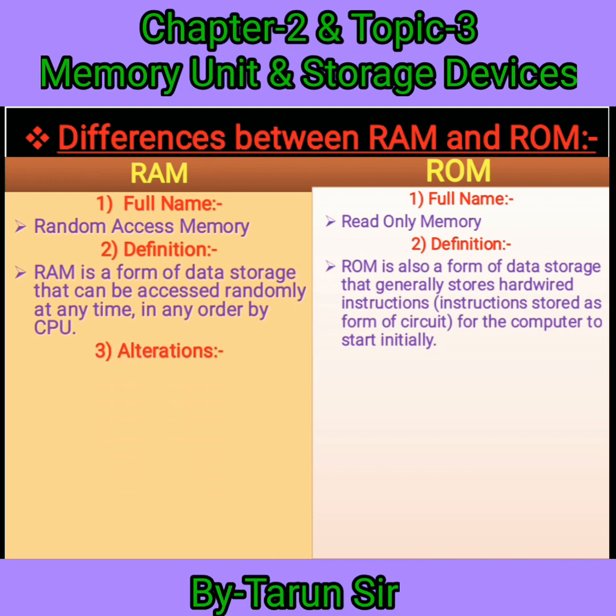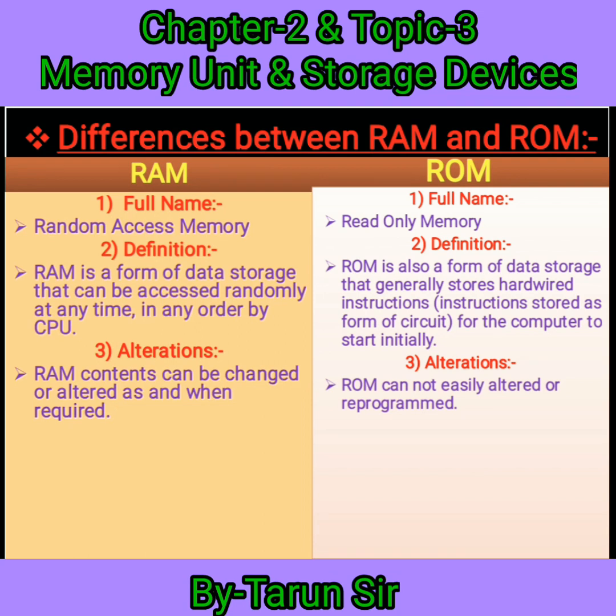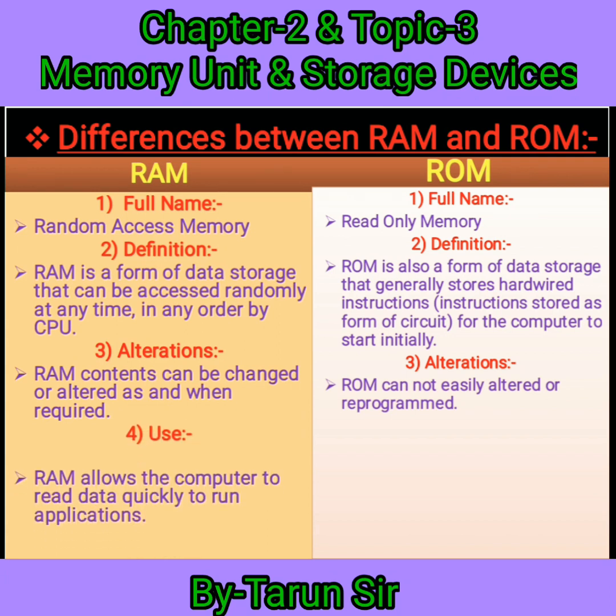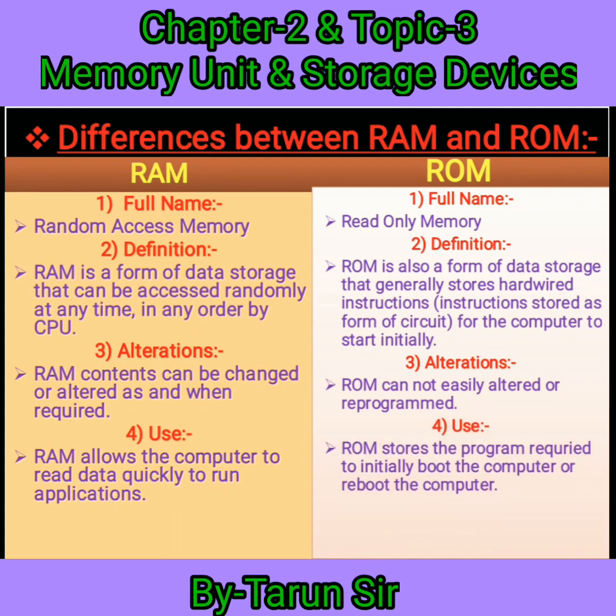And third, alteration. RAM content can be changed or altered as and when required. ROM cannot be easily altered or reprogrammed. And fourth point, use. RAM allows the computer to read and write data quickly to run applications. ROM stores the program required to initially boot the computer or reboot the computer.